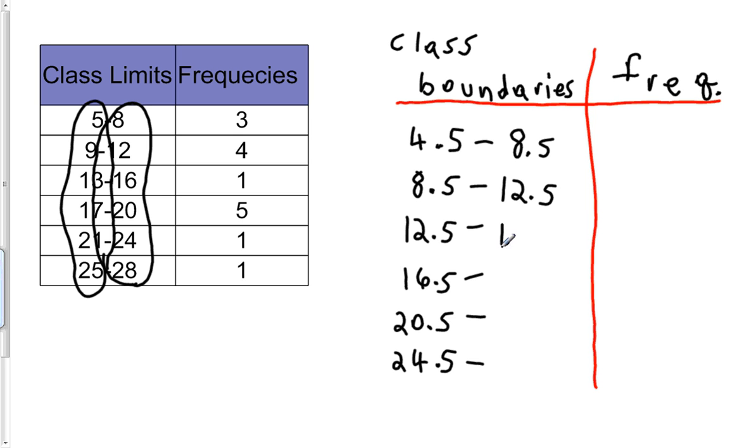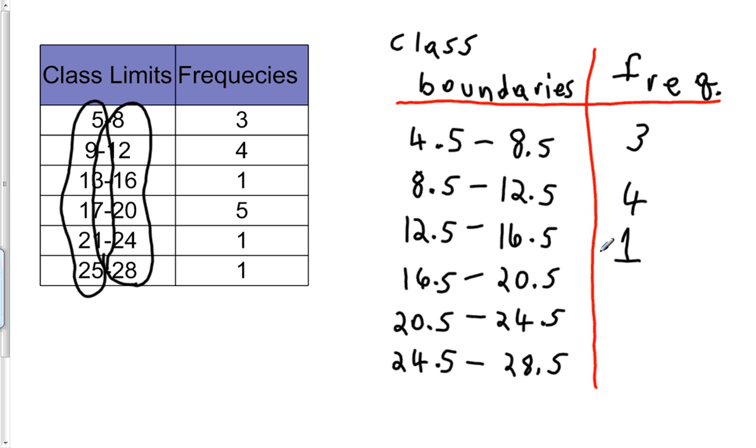So the next one would be 16.5, and then we'll have 20.5, and then we'll have 24.5, and then we'll have 28.5. So what I've done is I've created class boundaries from my class limits. And like I said, the frequencies of the classes remain the same. So none of the frequencies will change. The class frequencies will remain the way they are.